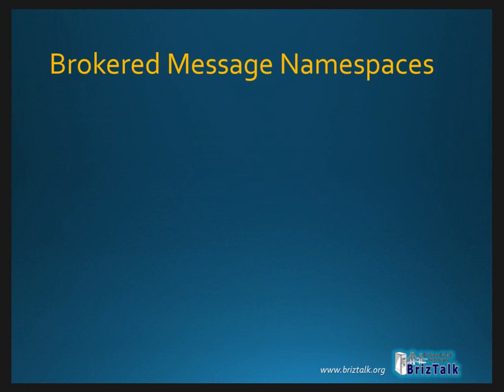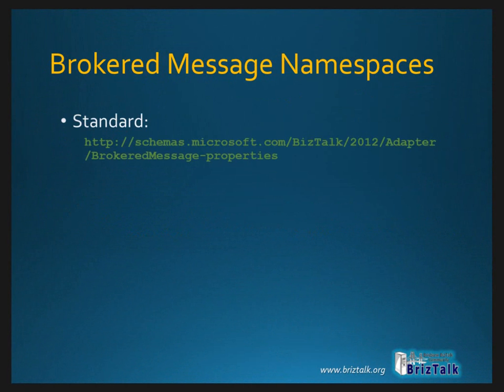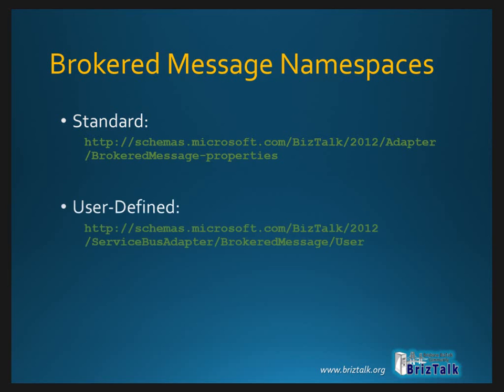Finally, regarding the namespaces for brokered message properties, it is important to realize that there are only 2 namespaces involved here. The first is the namespace that is used for all the standard message properties, the ones that are included with every brokered message. For example, sequence number, time to live, and content type. The other namespace will be used for any user-defined properties that you decide to include by promoting your BizTalk context properties to the Service Bus message when you write it to a queue or topic subscription.